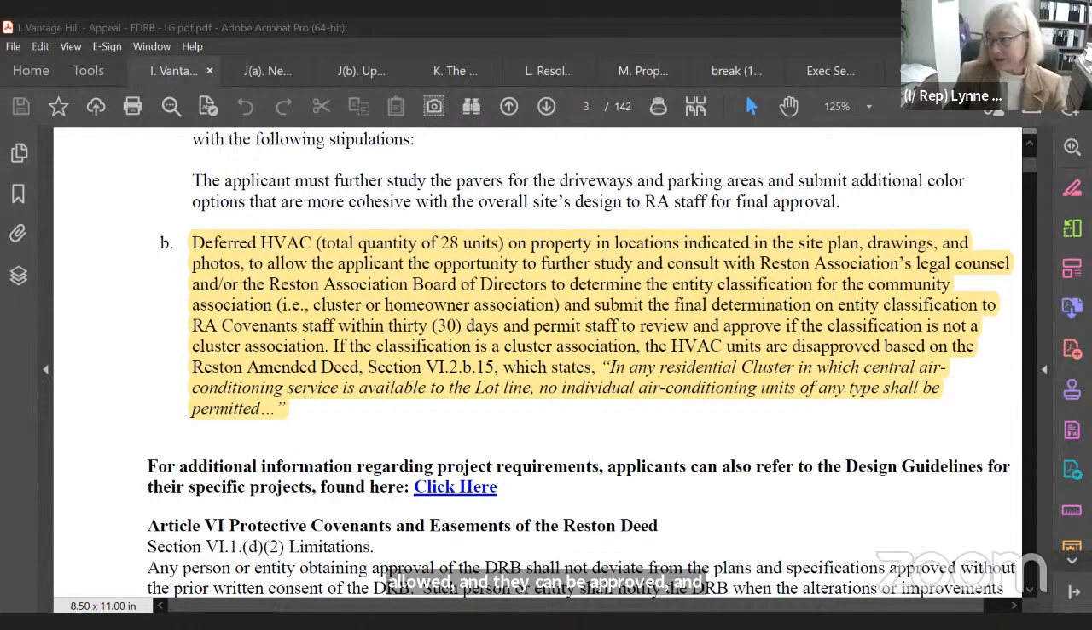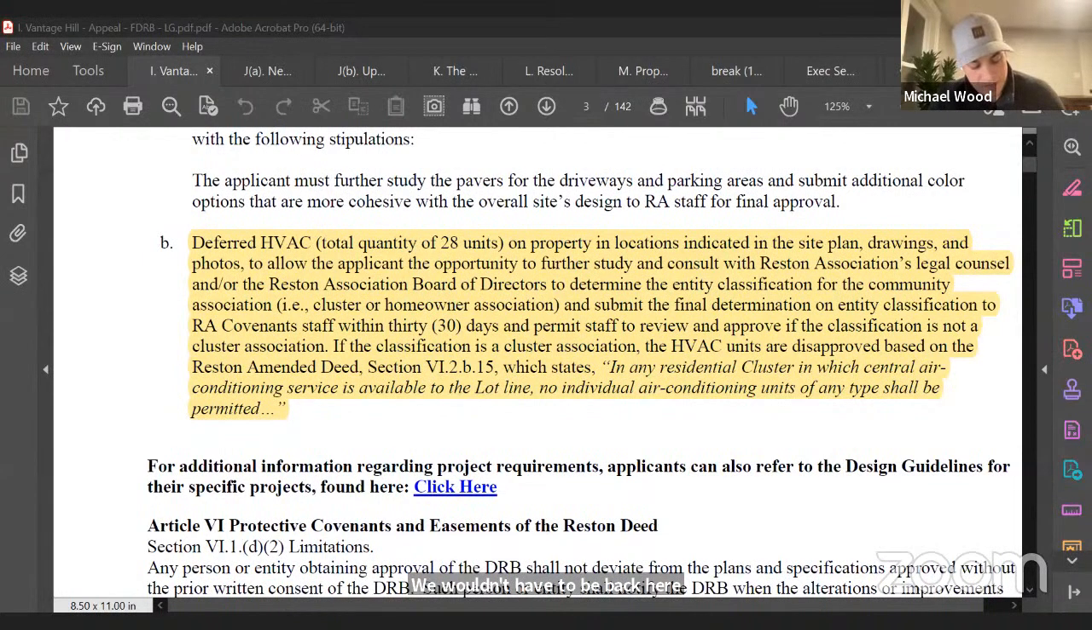I also want to reiterate, I do think the statement was correct when we were here the last time. It was said that the HVAC would be reviewed by staff and not have to come back to the DRB. We wouldn't have to be back here. Okay.